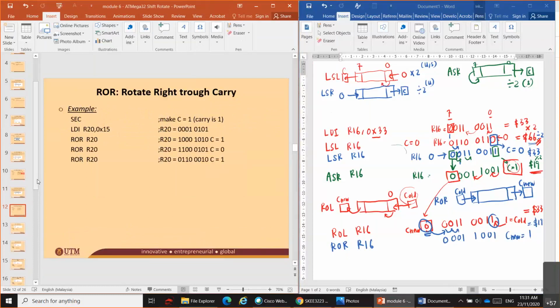Okay, any questions for the data shifting? This is for the data shifting. You have 5 instructions for data shifting. The first one is LSL, which you use every time you want to multiply the value by 2, for both unsigned and signed numbers. Then you have LSR, which divides an unsigned number by 2. And then you have ASR: if you're going to divide a signed number by 2, you can use the ASR instruction. And then you have ROL and ROR.